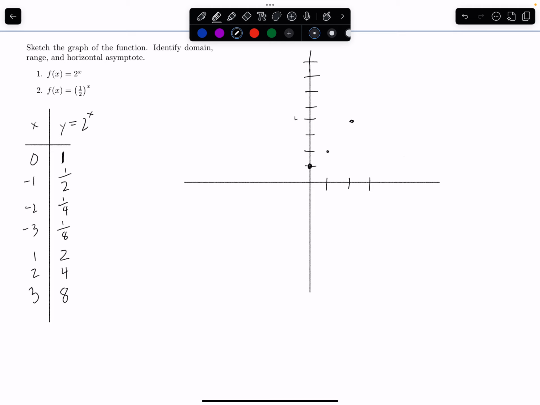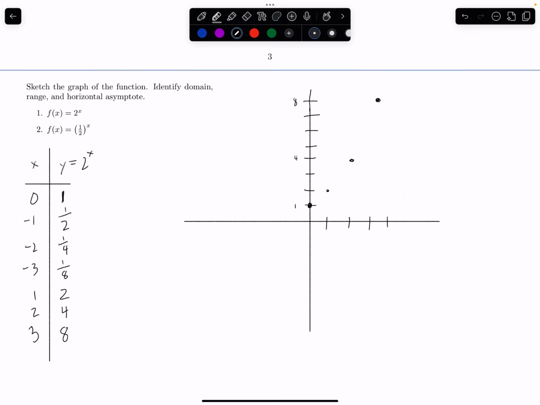1, 2, 3, 4, 5, 6, 7, 8. Yeah. So see how fast this is increasing here. And this is going to increase exponentially. So at 4, it's already going to be at 16. It's going to be double that whole thing. It's doubling each interval, right?